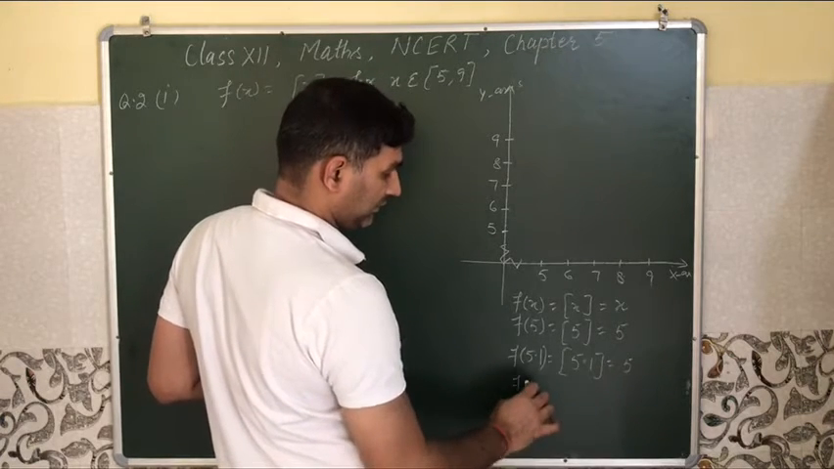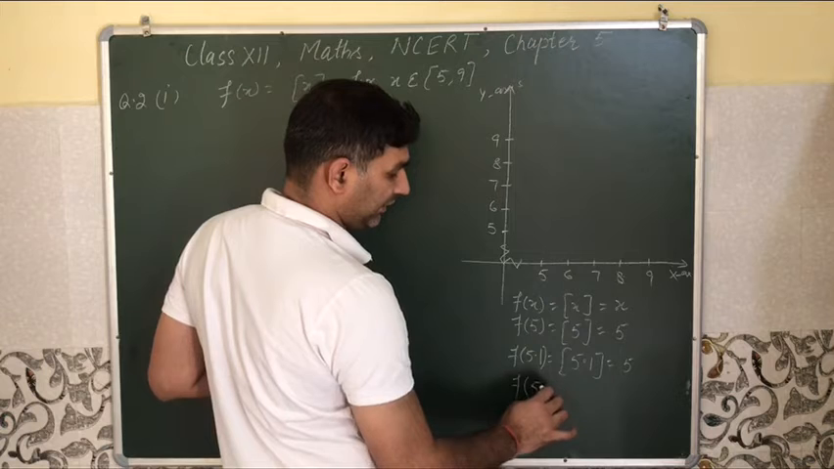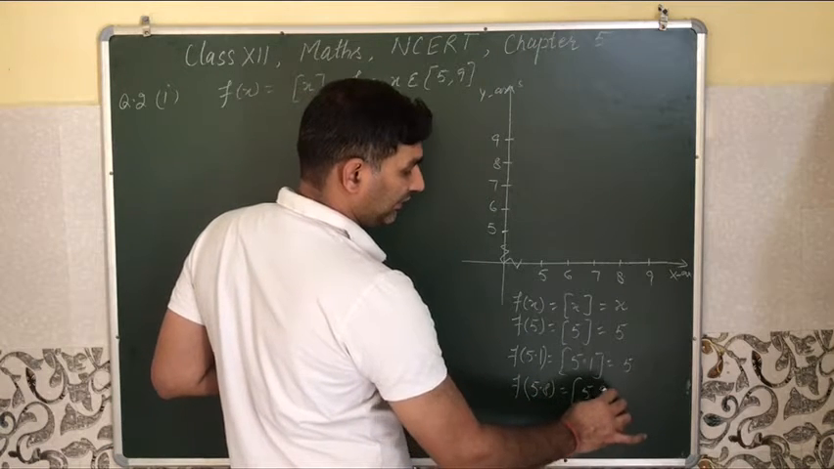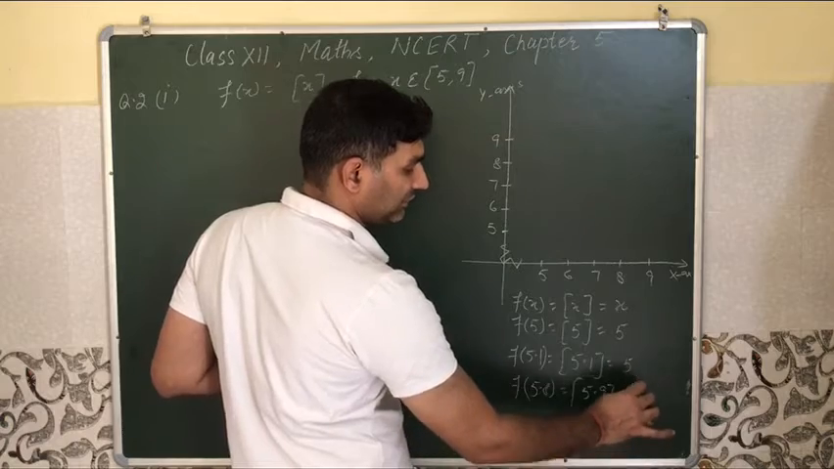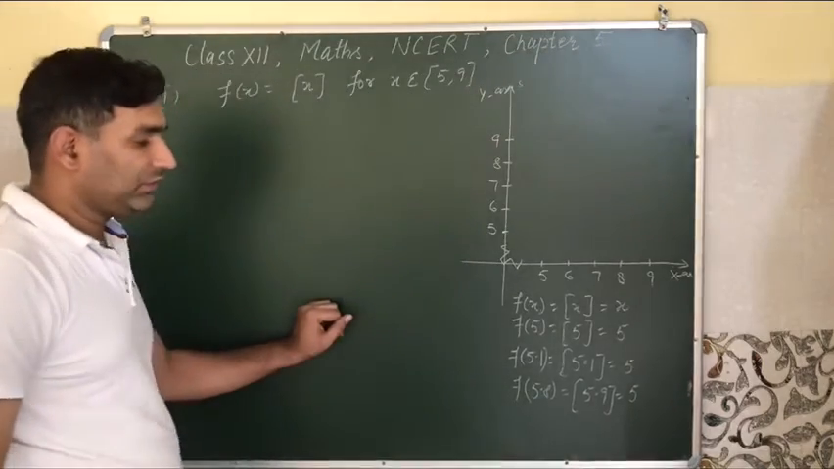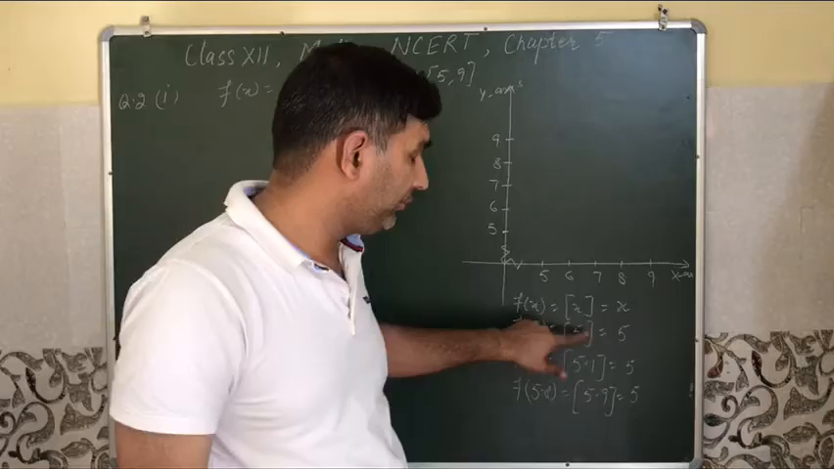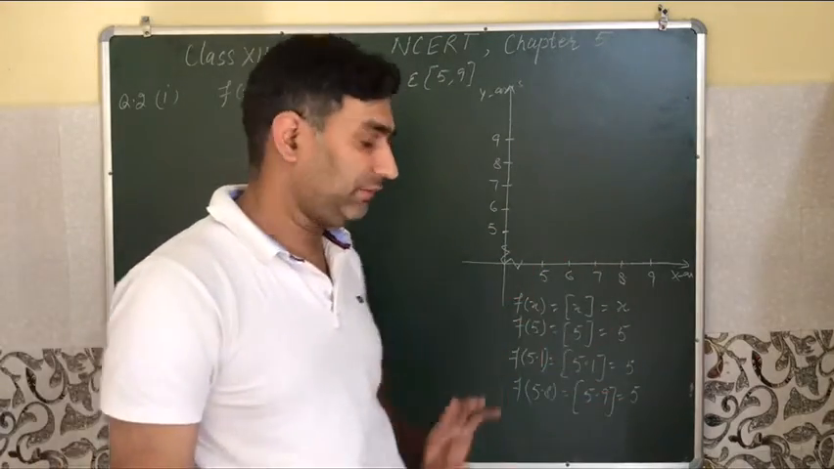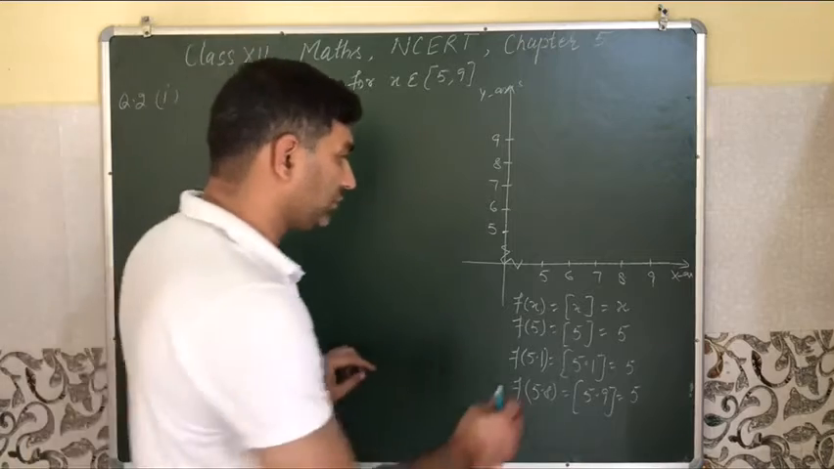Then this 5.8, and the greatest integer function value is 5. We know that from 5 to 5.999 something, the value is 5. Same thing, for 6 the value is 6.